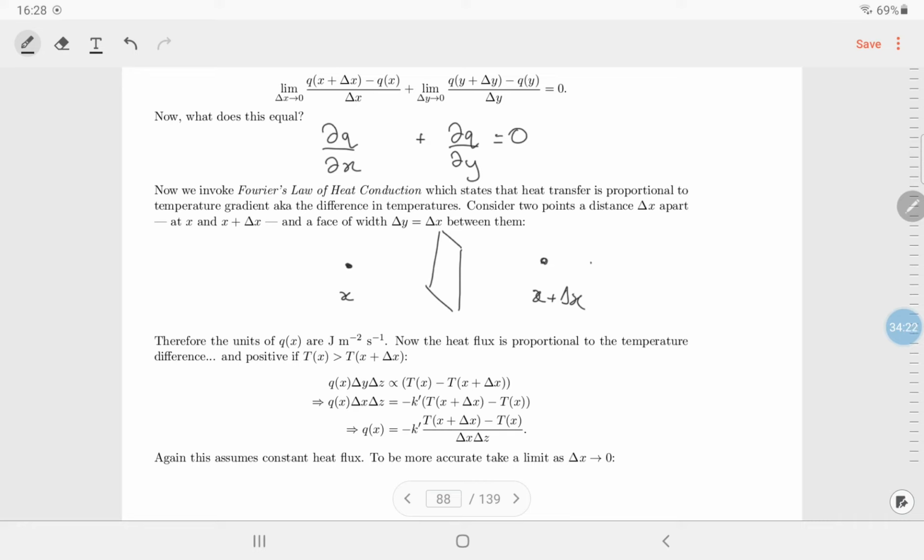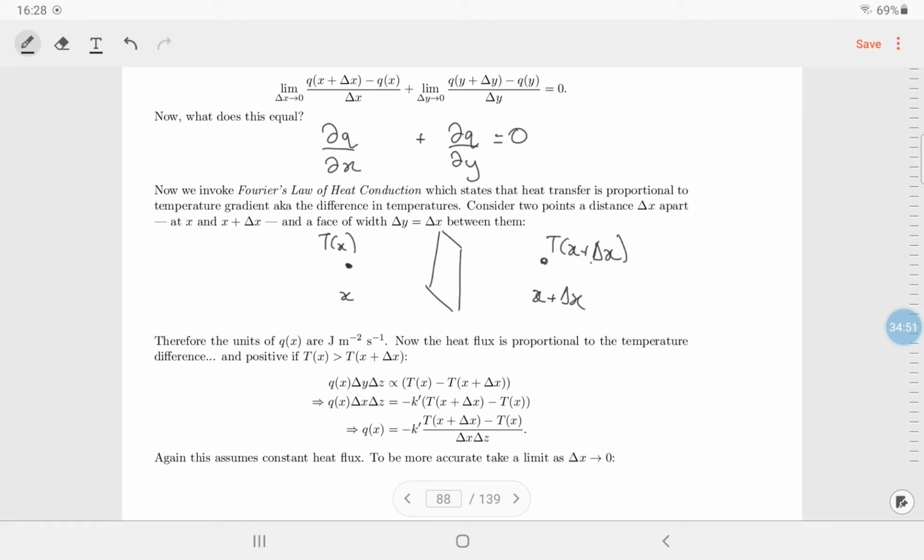So, suppose the temperature here is temperature of x, and the temperature here is the temperature of x plus delta x. So Fourier's law of heat conduction is a bit like Newton's second law. Newton's second law says the temperature changes when there's a difference in temperature. What Fourier's law says is that there's going to be a heat flow when there's a change in temperature.